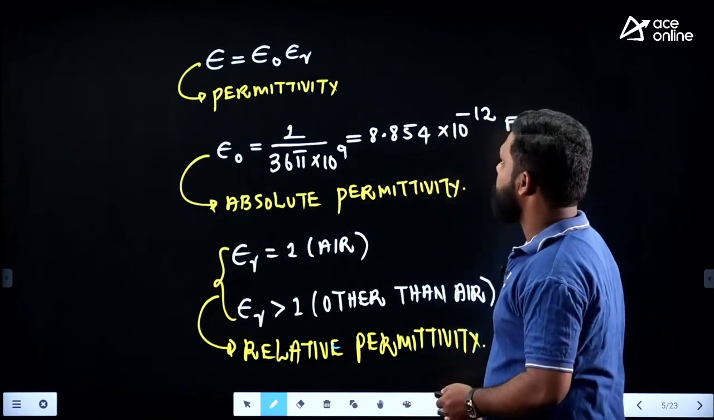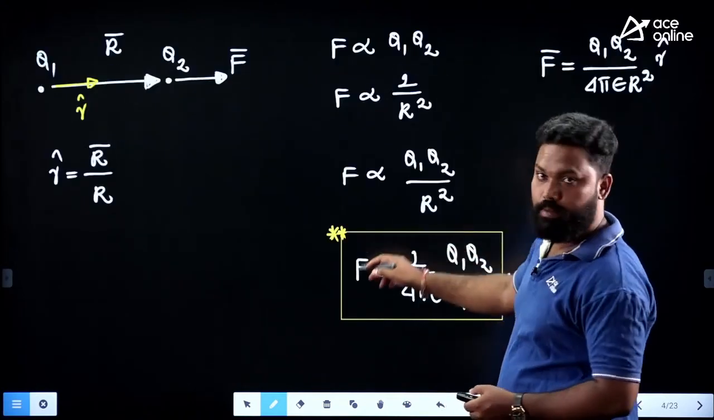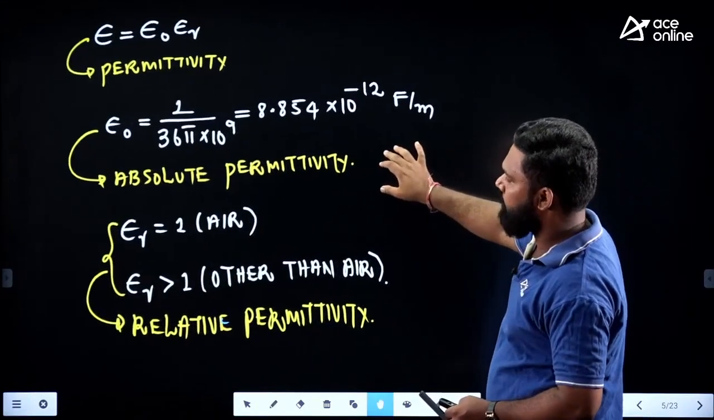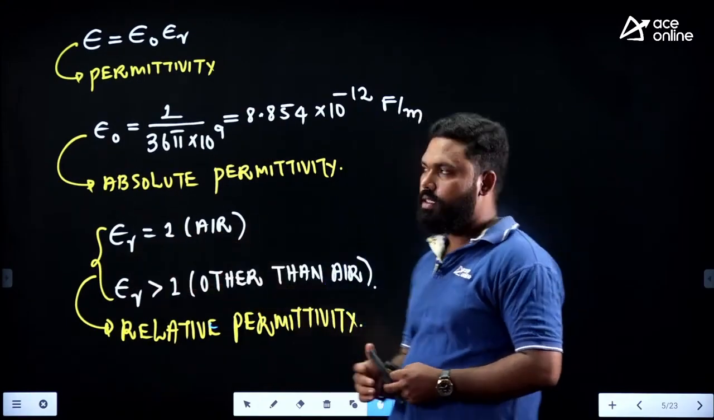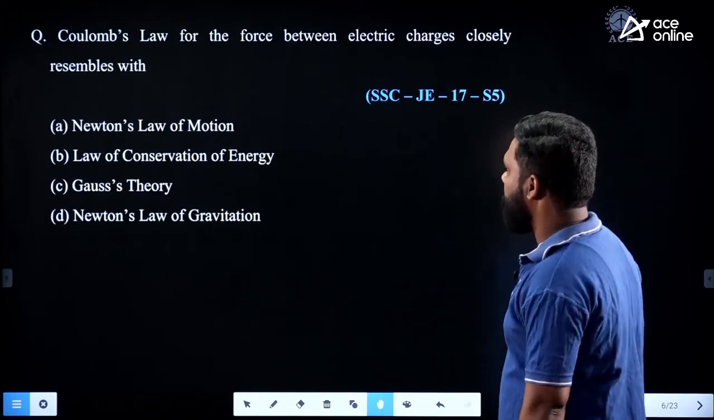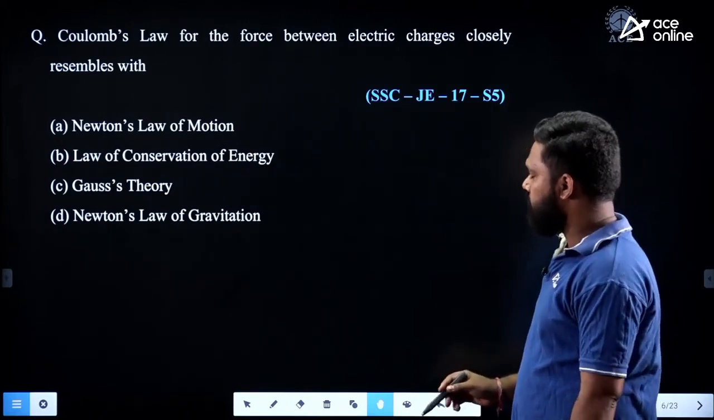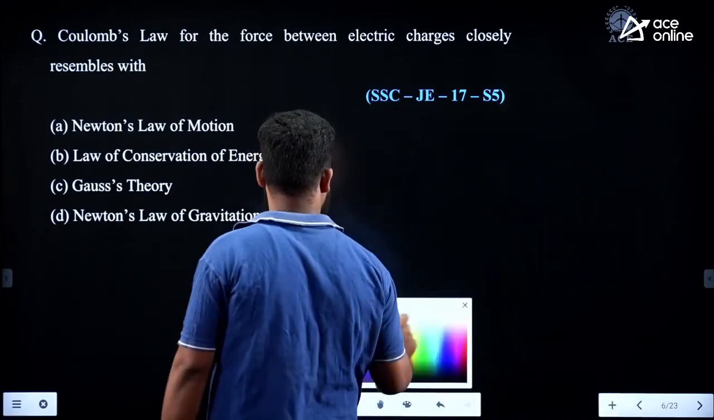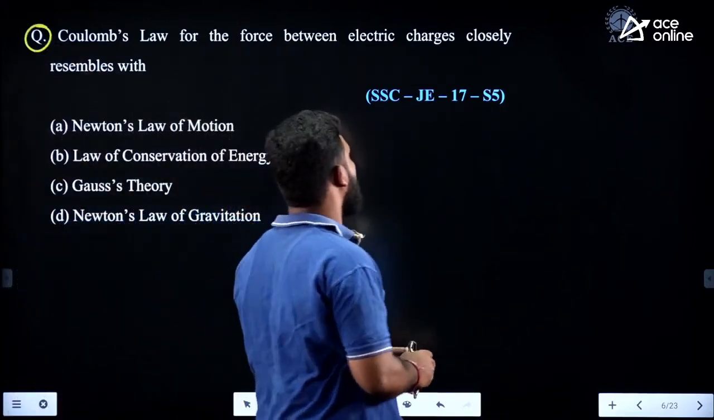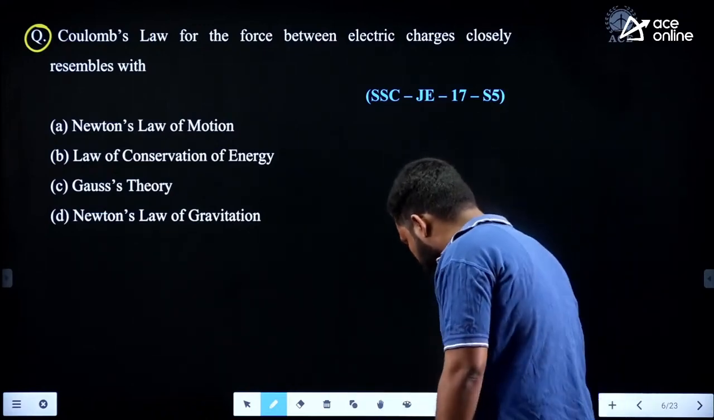Okay, friends, this is the thing you have to remember from Coulomb's law, this expression. If nothing is mentioned in your question regarding epsilon r, you have to consider it for air. That is the assumption you have to make. Now let us take some questions so that we can answer confidently. This is one of your previous questions. Any answers from your side? Speak out.